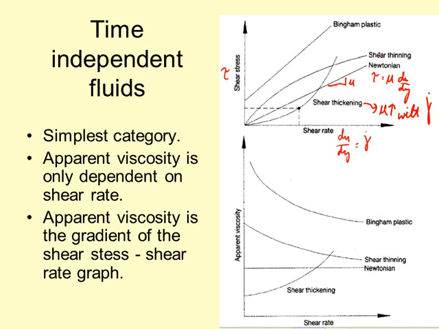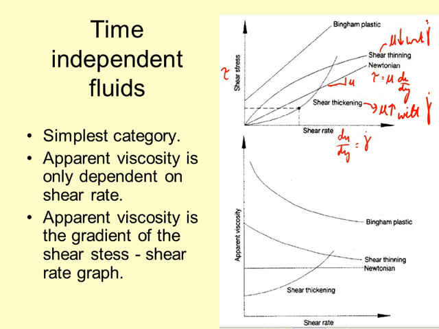Shear thinning, as mu goes down with this one. Those are the two. In fact, all these are time independent. They're not dependent on time, only on your shear rate. So if you have a high shear rate, your viscosity either increases or decreases. If it's shear thickening, it increases. If it's shear thinning, it decreases.